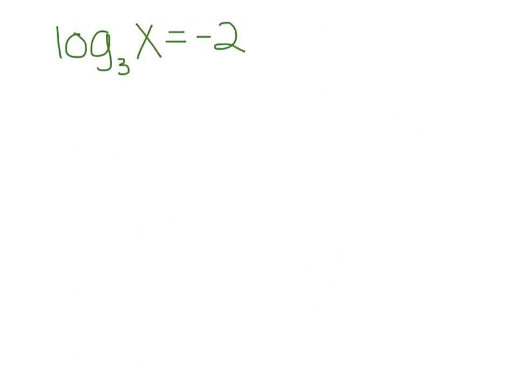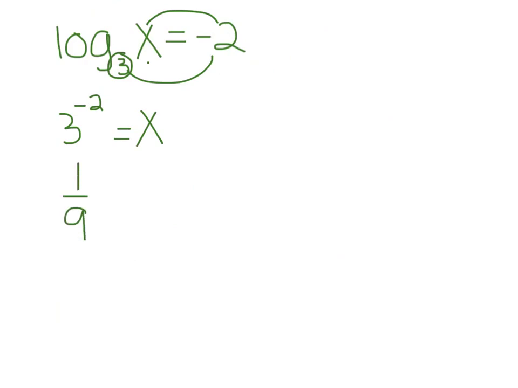We also did equations that were logarithmic, where we're taking the log of our variable. In order to figure out what that variable is, we have to rewrite it as an exponential. So here we've got the base of 3 raised to the -2 power equals x. And 3 to the -2 power is 1/9, so 1/9 equals x.